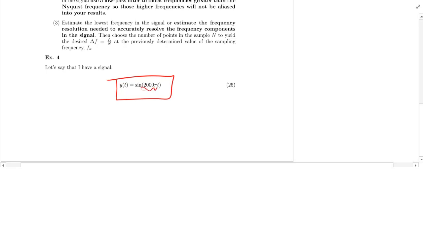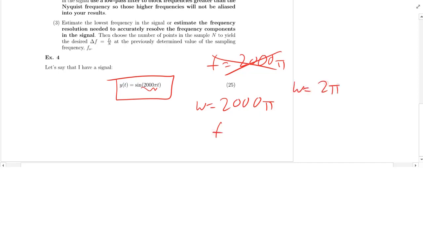Well, this is 200 pi, right? So is f equal to 200 pi, or 2000 pi, excuse me? No. This in here is omega. Omega equals 2000 pi. Why am I saying 200? Again, I'm always interested in f. We know that omega equals 2 pi f. So if I solve for f, plugging that in, f is going to be 1000 hertz.